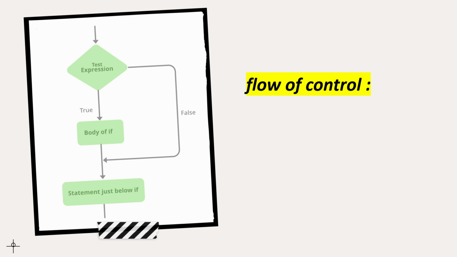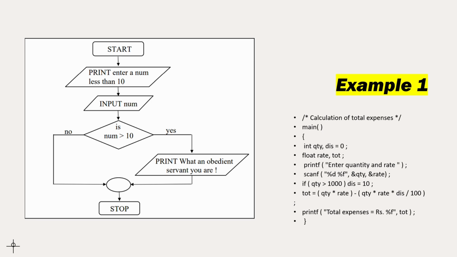That's what this control flow diagram indicates. So I'm going to give you an example with a control flow diagram. So this is the example with the relevant control flow diagram. Basically, this example is about calculation of total expenses. As I described in the structure of C programming, I am going to divide this code for you to comprehend, right?